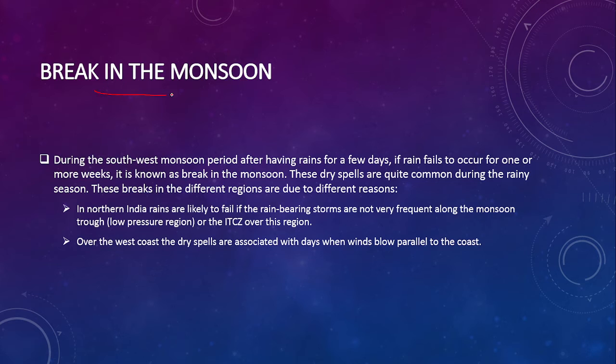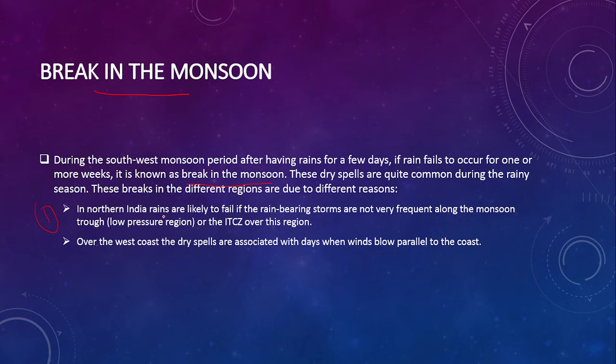Break in the monsoon. During the southwest monsoon period, after having rains for a few days, if rain fails to occur for one or more weeks, it is known as the break in the monsoon. And these dry spells are quite common during the rainy season. These breaks in the different regions are due to different reasons.